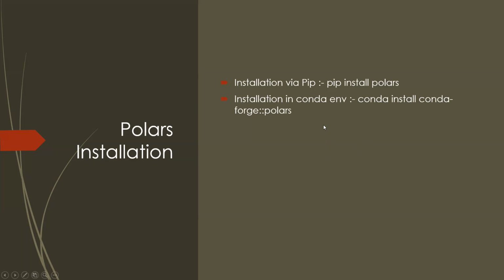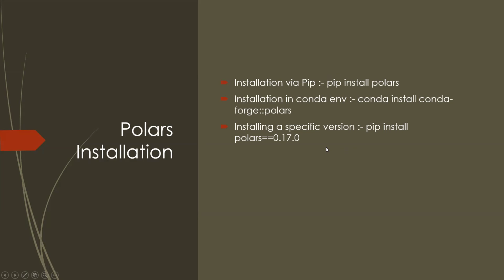We can also install Polars in the Conda environment using this command: conda install, conda-forge, and then polars. It's going to install Polars in your Conda environment. And pip install polars can also be used if you're using any kind of IDE with a Python environment. So you can use pip install polars for installing it.